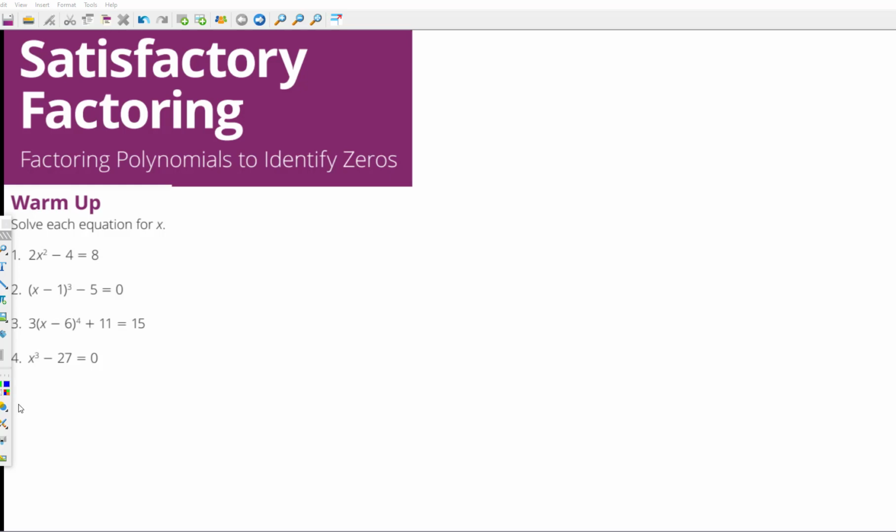So today we're really focusing on factoring and solving with factoring, and what factoring looks like for polynomials and just regular monomials. And so if I look at the warm-up, I'm just getting y'all to practice solving. So 2x squared minus 4 is equal to 8.